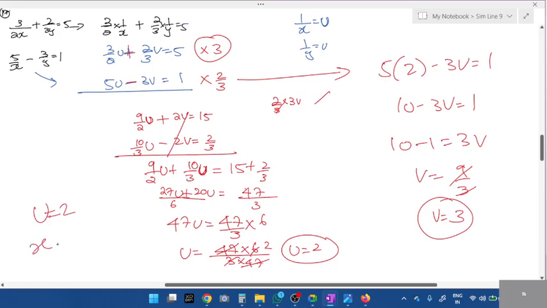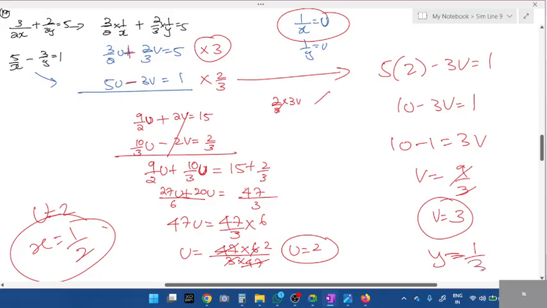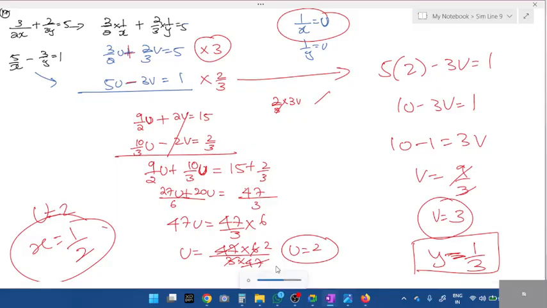Therefore, what is x? Reciprocal this. See, we have taken 1 by x is equal to u, therefore x will become 1 by 2. And what about y? If v is 3, y is? Correct. Just reciprocate. It becomes 1 by 3. Yeah, this is the value of x, y: 1 by 2, 1 by 3.